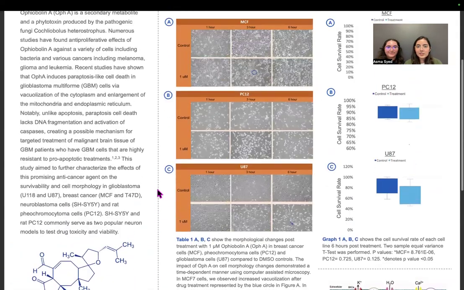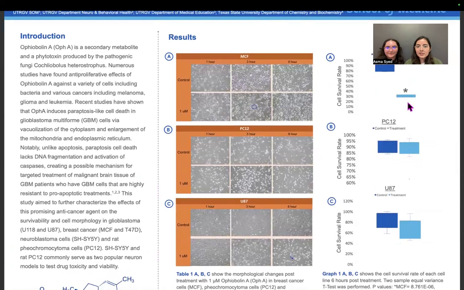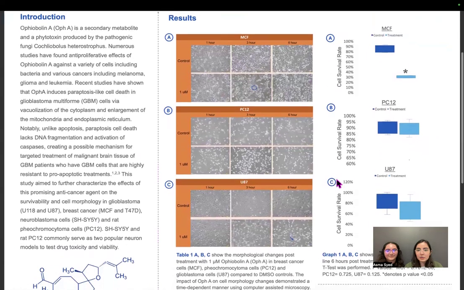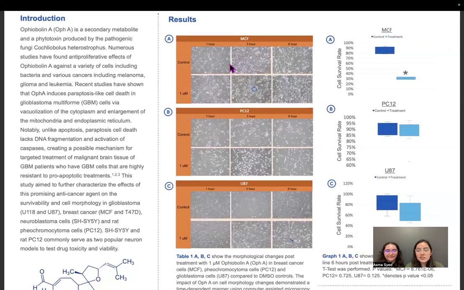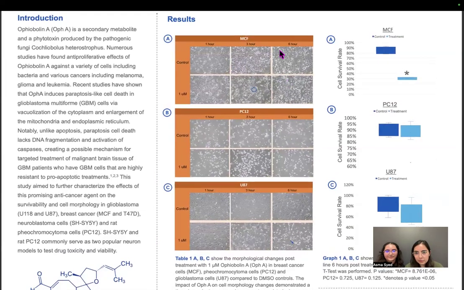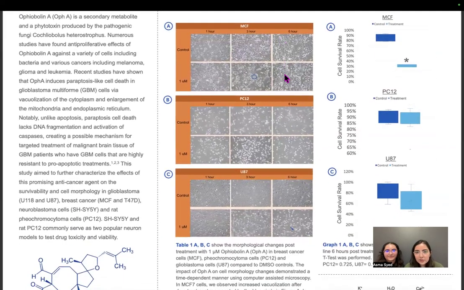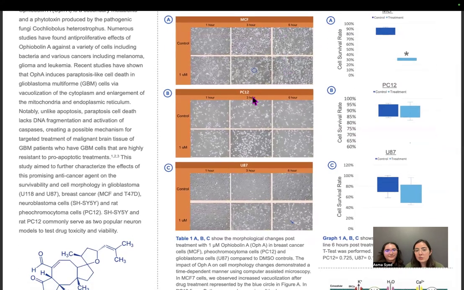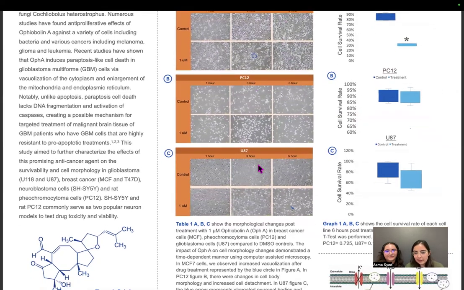All right, so now I just want to talk a little bit about our results. So as you can see in our panels A, B, and C, here are some images that we were able to produce from our research. Figure A shows MCF cells, which is our breast cancer cell line. PC12 is pheochromocytoma cells, which serve as our neuron model, as Rozena mentioned previously. And U87 is our glioblastoma cell line.